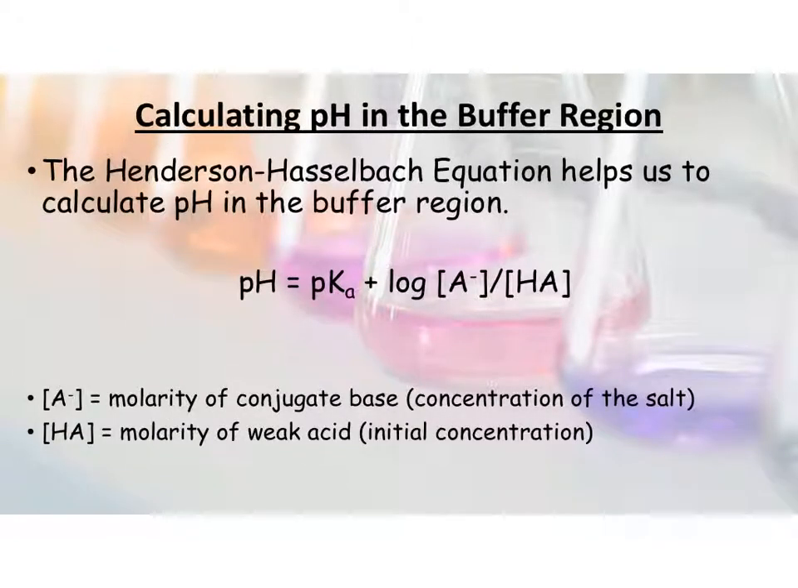Okay, so to calculate the pH in the buffer region, we have to use something called the Henderson-Hasselbalch equation. The Henderson-Hasselbalch equation tells us that pH is equal to the pKa plus the log of the conjugate base over the acid. So we want the concentration of the conjugate base over the acid, and then we're going to log that, add it to our pKa, and that'll be our pH.